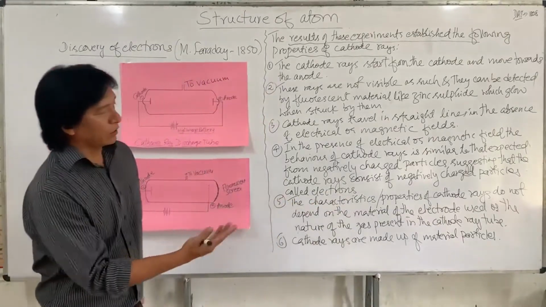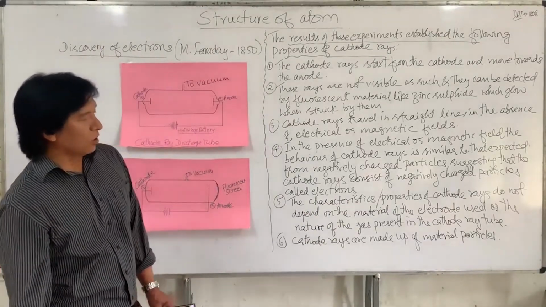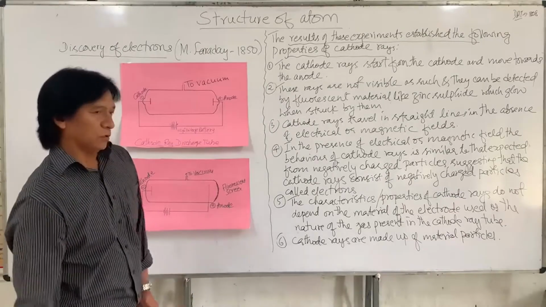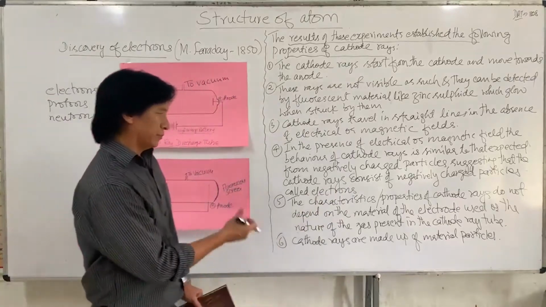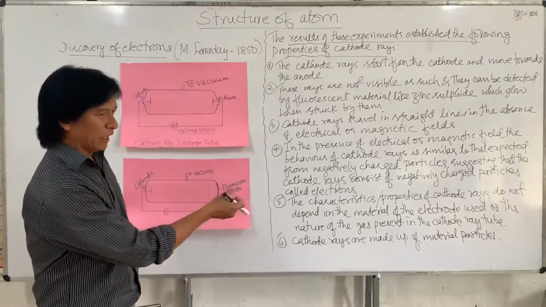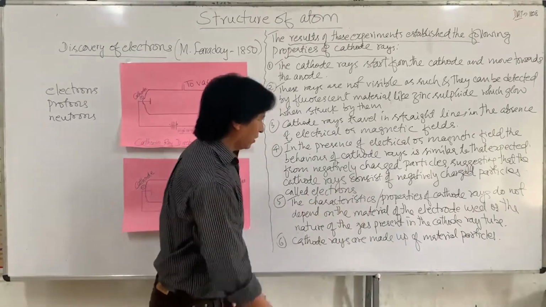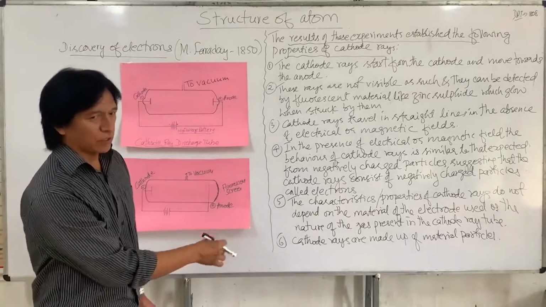They do not depend on the material of the electrode used or the nature of the gas present in the tube. So these cathode rays are nothing but electrons. So the properties of these electrons did not depend on the material of the electrode used or the nature of the gas present in the tube.